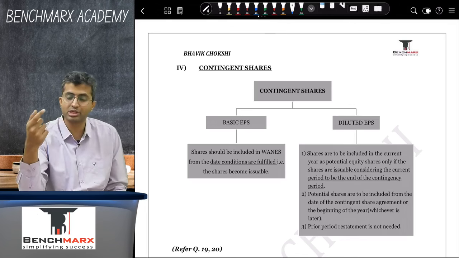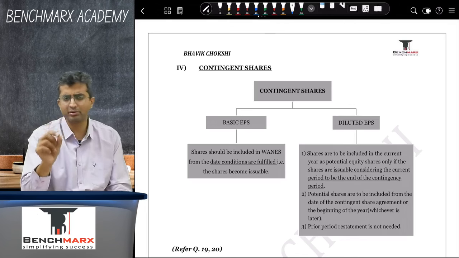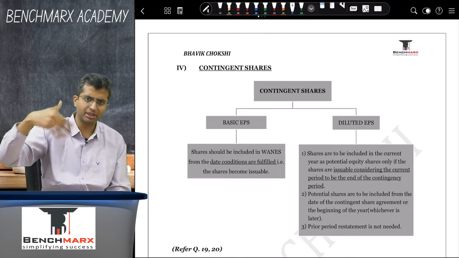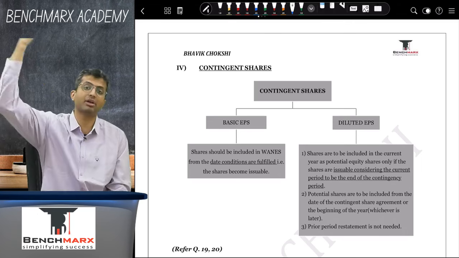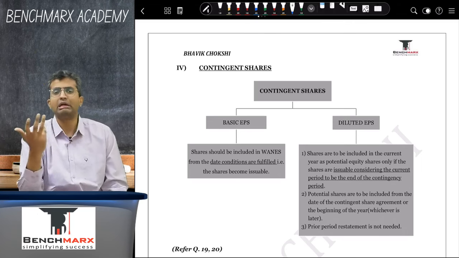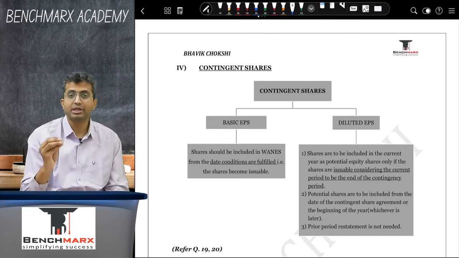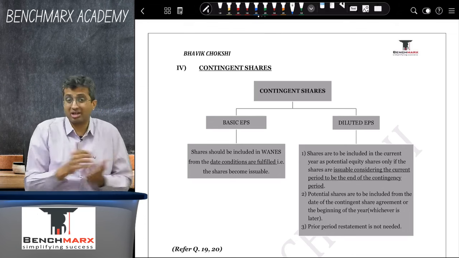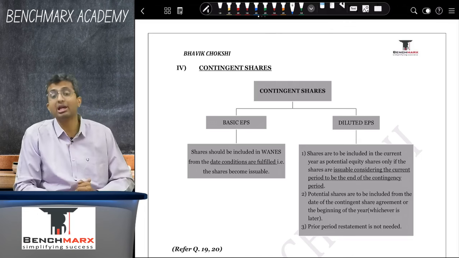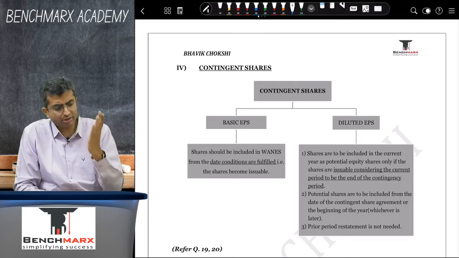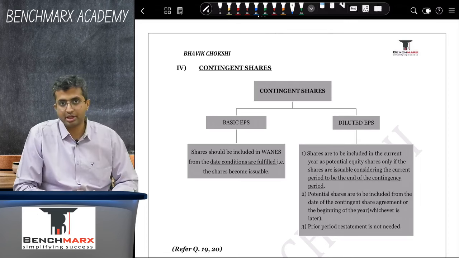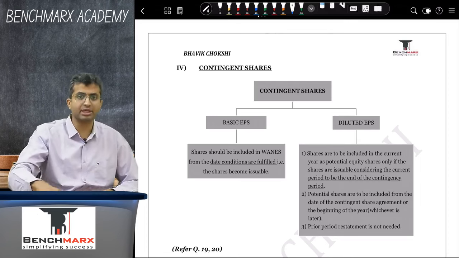So if WhatsApp's users cross a particular limit, then we will pay you, let's say, another 10 shares. If they cross a higher limit, then we'll pay you 25 shares. If even higher limit, then 35 shares, and so on. In which case, the issue of shares in the books of Facebook is contingent. However, there is a potential share because of this contract, there is a potential to issue shares. So how do you take that into the basic EPS calculation?